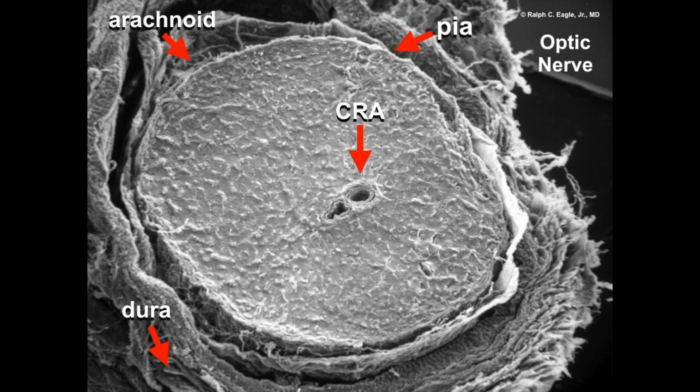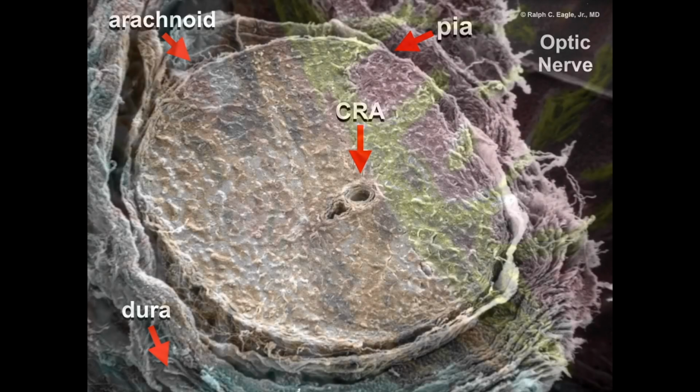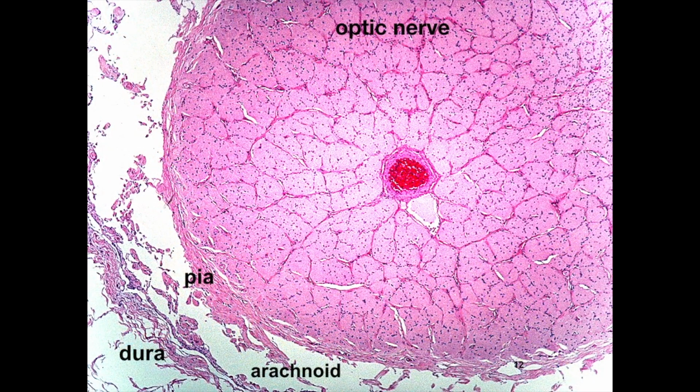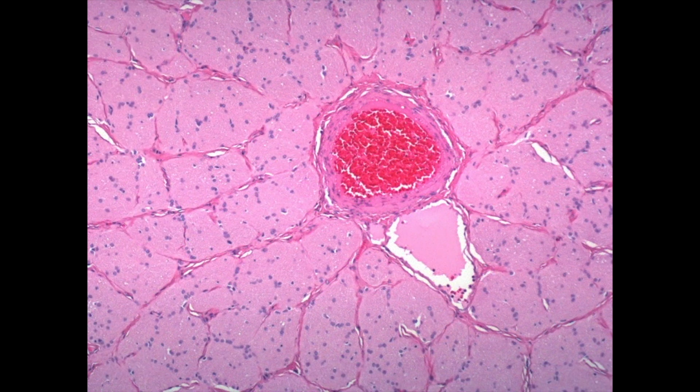The central retinal artery enters the substance of the optic nerve about 10 to 12 millimeters posterior to the globe. The dura, the spidery arachnoid, and the pia and pial septa are well seen in this scanning micrograph. In addition to the meninges and the pial septa, this light micrograph stained with H&E includes the central retinal vessels. These are seen at higher magnification in this micrograph. The central retinal artery is distinguished by its thick wall.